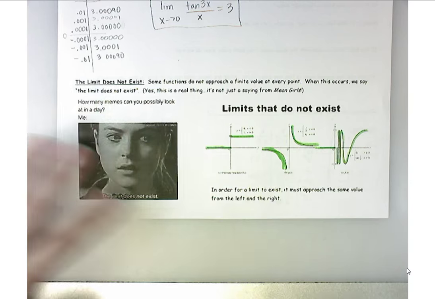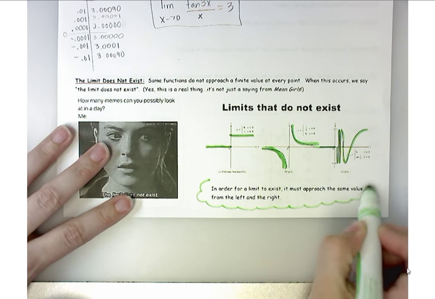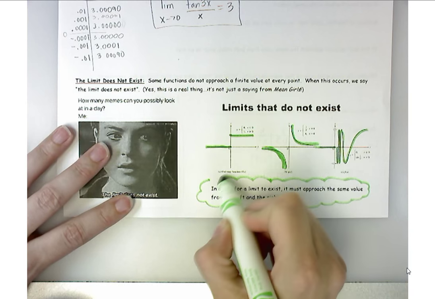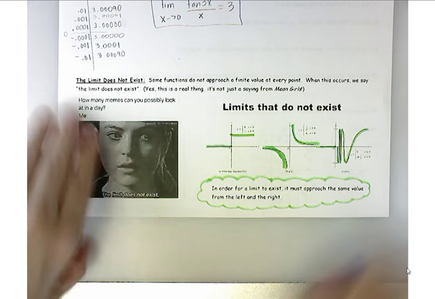Okay, so in order for a limit to exist, it must approach the same value from the left and from the right. Okay, so that's important as we go to our next.